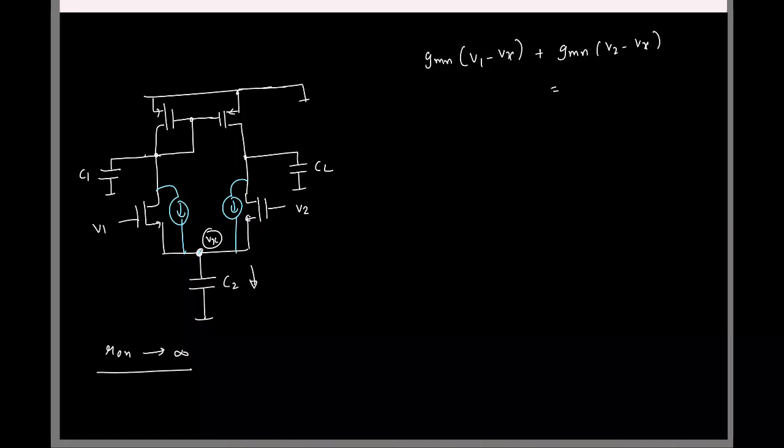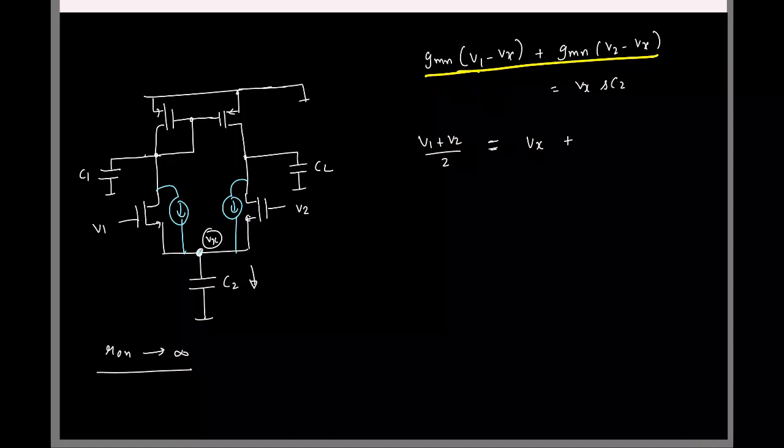We have a path here, right? Vx times sC2. So if I want (V1 plus V2) by 2, what is this equal to here? Ideally, you'll have something plus something. Simple algebra, right? I want V1 by 2 here, so what should I divide this by? By 2 times Gm. I have to divide the entire thing by 2 Gmn, so that this becomes V1 by 2, V2 by 2. So here I'll have 2 times Gm times Vx, so that becomes Vx plus Vx times sC2 by 2 Gmn.